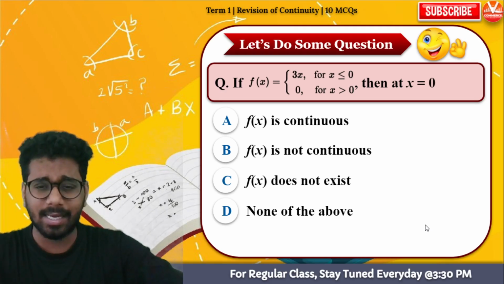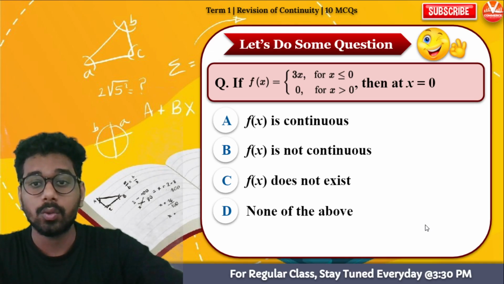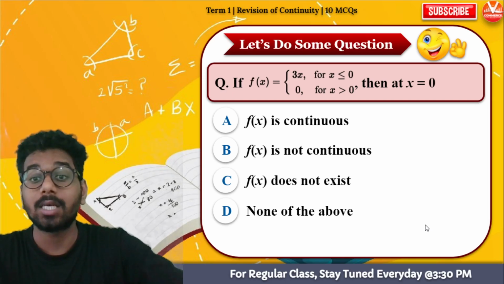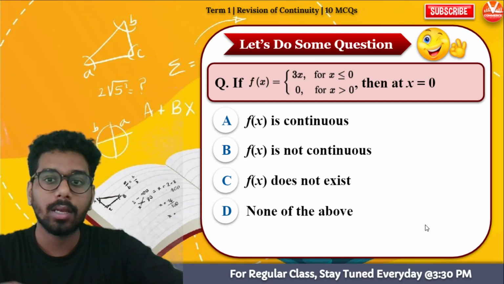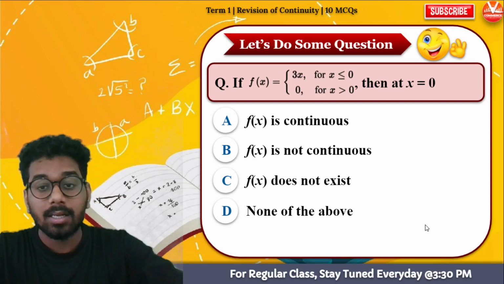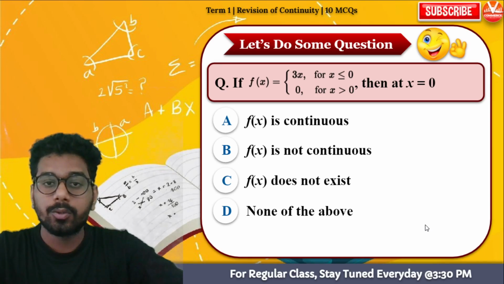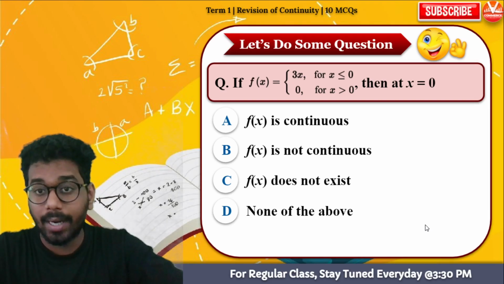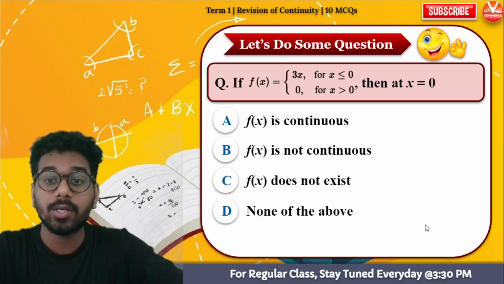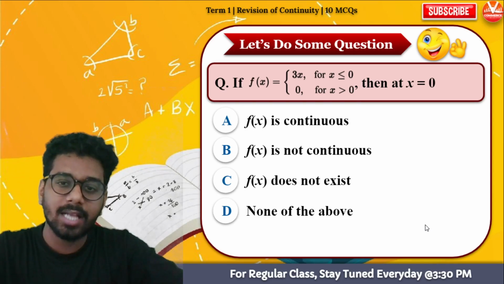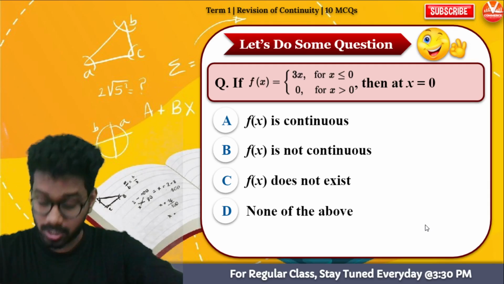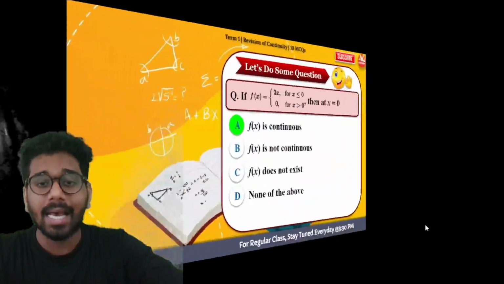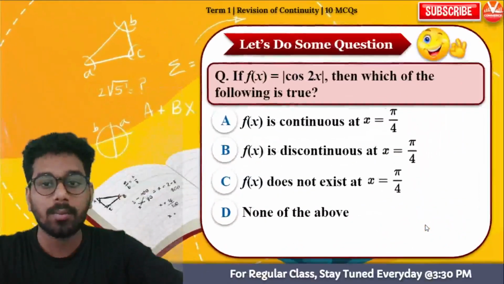Now the question is exactly the same. f(x) equal to 3x for x less than or equal to 0, and 0 for x greater than 0. At x equal to 0, is it continuous or not? What will you do? LHL is 3x, you will put 0, it's 0. LHL is 0. f(0), the value of the function at x equal to 0, is again 3x, which is 0. And RHL is given as 0. LHL equal to RHL equal to f(a) means the function is continuous. I hope it's clear. It's a direct LHL equal to RHL equal to f(a). That's all. Nothing more needed.